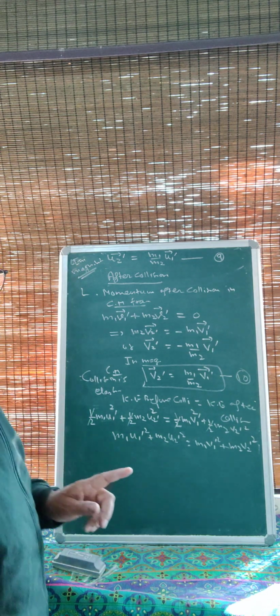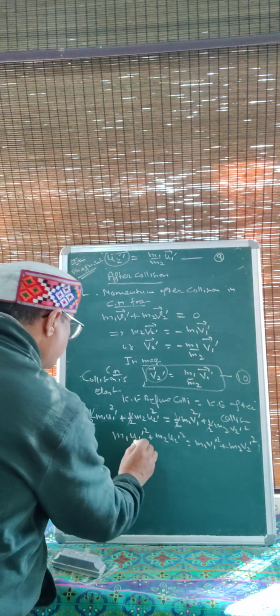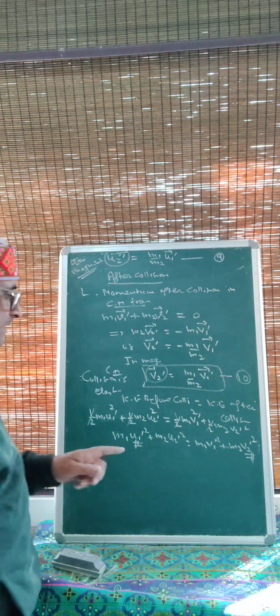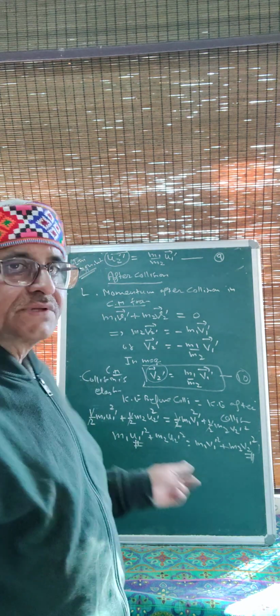Now we will be using equations number 9 and 10. In equation 9 we have the value of u2 dash, and from equation 10 we have v2 dash. We will substitute these values here. So we substitute the values of u2 dash and v2 dash from equations number 9 and 10.